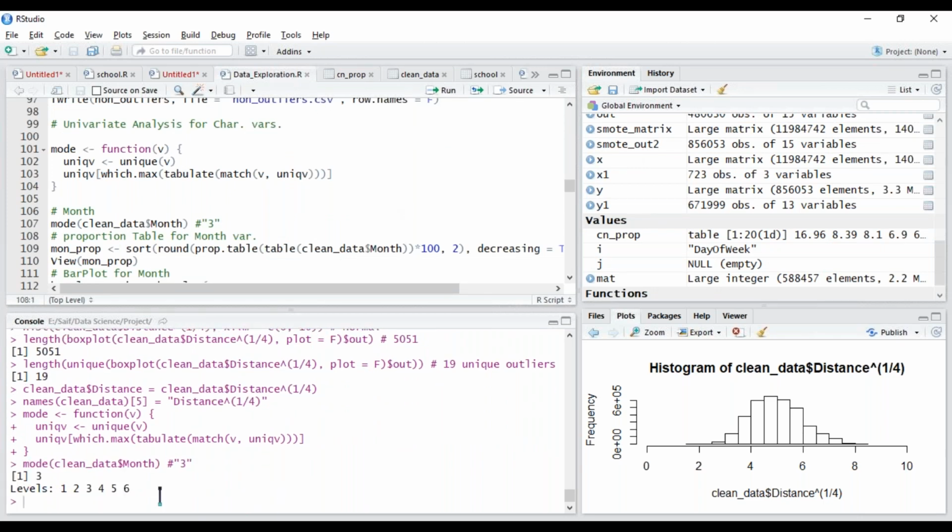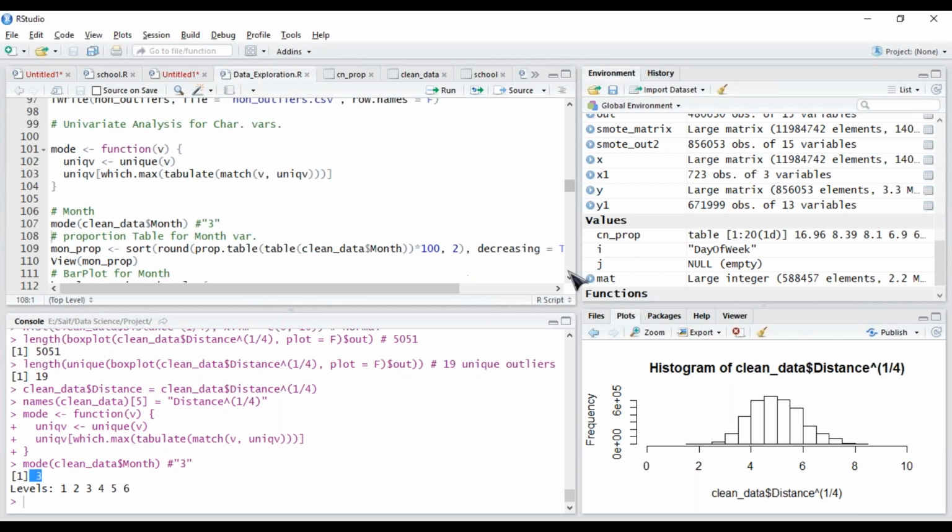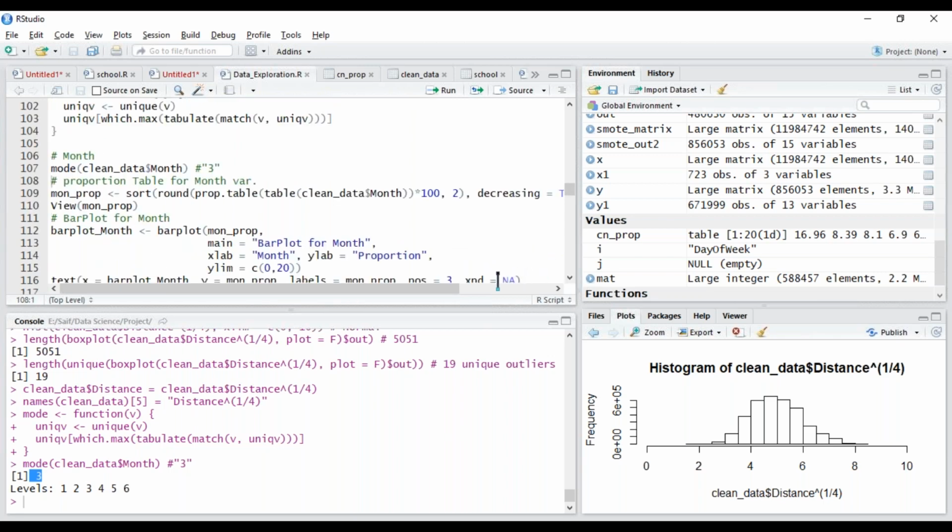Now I get to see that it is a factor variable. It is from 1, 2, 3, 4, 5, 6. So month is taking only 6 values. Out of those 6 values, 3 is occurring more number of times. Now how do I visualize that? I visualize that using a bar plot. But before that, let me also show you the proportion table, right? So this is the command. Table of any variable will give you the values, how many number of times each is being used.